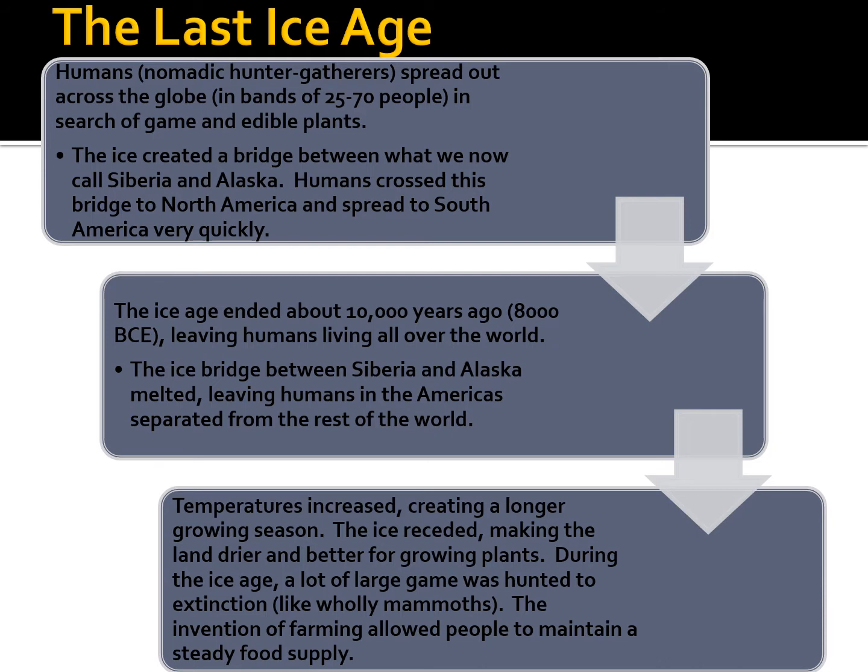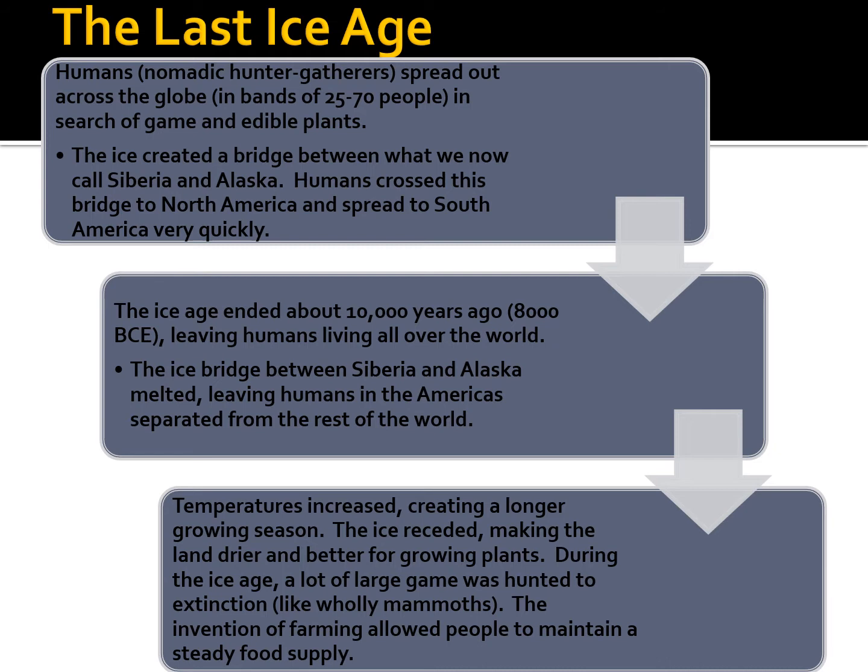The ice bridge between Siberia and Alaska melts around that 8,000 BCE period, leaving humans in the Americas separated from the rest of the world, right? That's how we had that big separation, and that's how Europeans, quote, rediscovered the Americas. So as time progresses, temperatures steadily increase, right, creating longer growing seasons. The ice continues to recede, making the land drier and better for growing plants.